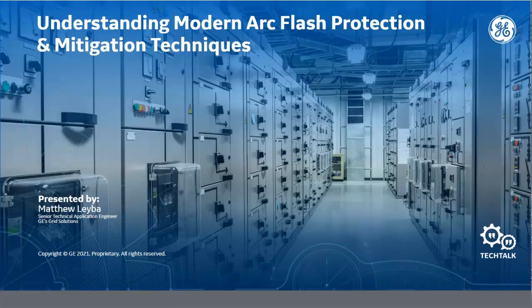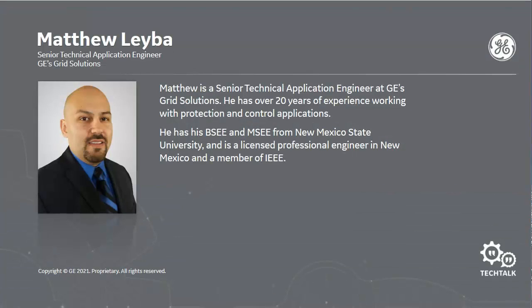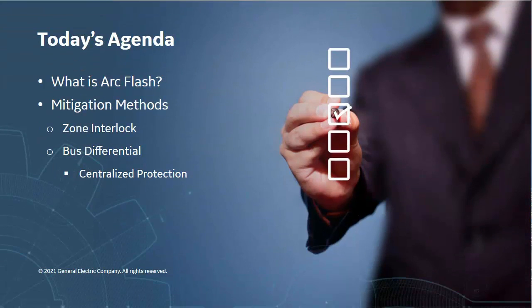Here's a little bit about me. I've been with GE since about 2014. I've worked for various different utilities as a protection and controls engineer. Today we're going to talk about arc flash, a little bit about what arc flash is. We've seen a lot of presentations about that, and then we're going to talk about some mitigation methods, particularly zone interlock and bus differential, and sort of tie it together with a little bit of centralized protection at the end.